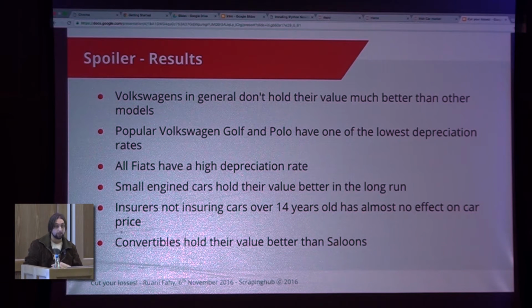Insurance, they've changed the laws as well. If a car is over 14 years old, then you were supposed to pay extra insurance on it. Supposedly that would lower the value of the car, but the car is worth nothing at that point anyway, so it can't go down much further when it's already only worth €1,000. And then, funnily enough, convertibles hold their value better than saloons. This was probably the most surprising result out of the whole thing.